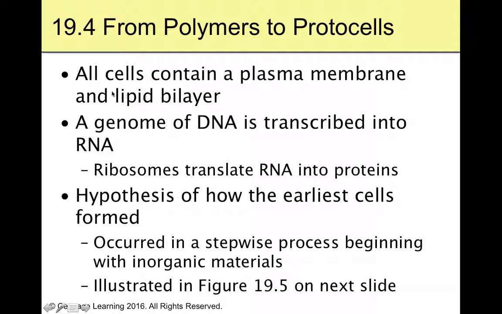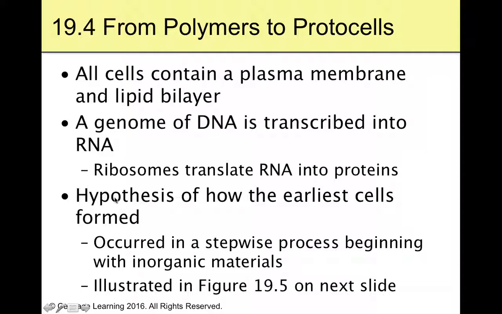So all our cells today that we know of contain some sort of plasma membrane, and that's almost certainly made of a lipid bilayer. A phospholipid bilayer makes up this functioning membrane of cells now. And our cells now have a genome of DNA, and that DNA is transcribed into RNA, and then ribosomes can translate that RNA into proteins, and thanks to chapters like 9 and 10 in your book, you've all heard about enough of that to last you a lifetime.